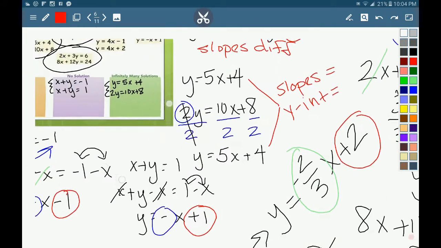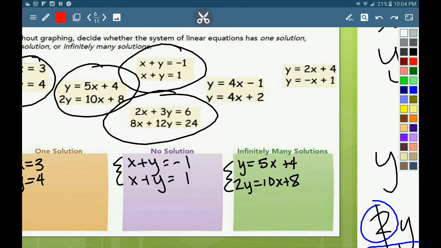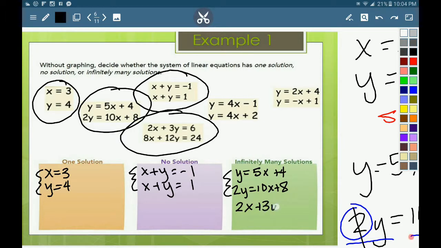So I'm going to go to my little solution boxes here. And I'm going to write that system underneath the infinitely many solutions. Because again, if they completely match, they are the same line, and thus they have infinite solutions. So 2x plus 3y equals 6, and 8x plus 12y equals 24. Fancy bracket. Okay, I have 2 more to analyze, but hey, these ones do not require any work.